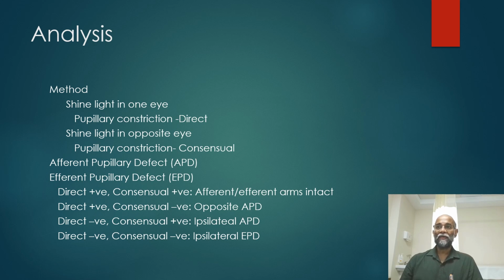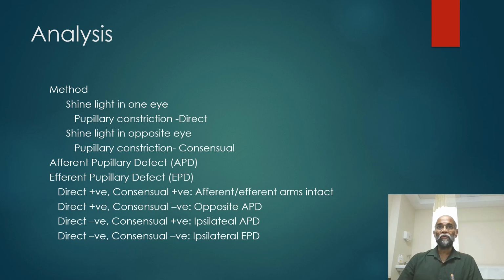If you shine a light in the opposite eye, light goes through the optic nerve. It again goes to the pretectal region, stimulates the Edinger-Westphal nucleus, and both pupils constrict. So even if a light is shone in the left eye, the right eye pupil will constrict. This is called a consensual light reflex, as opposed to the direct light reflex, where a light shining in the same eye produces pupillary constriction in the same eye.